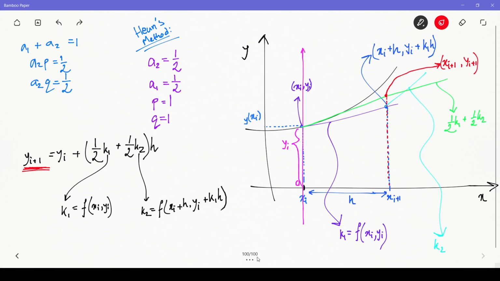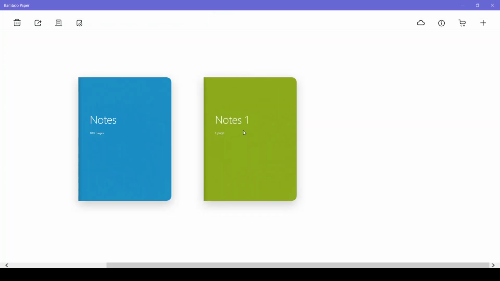Oh, I think I'm done. 100 out of 100, right? So I have to open a new notebook. Okay, let me do that. Okay, so I think this will do. Let's open it.